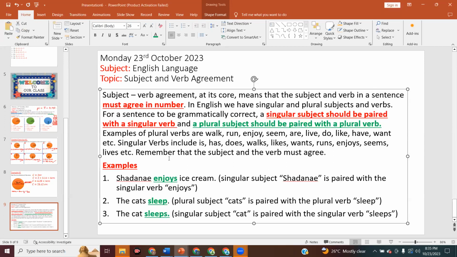So just be careful. Remember, plural verbs do not have S's; singular verbs have S's. Be aware, and remember, your subject and your verb must agree. If you have a singular subject, you must have a singular verb. If you have a plural subject, you must have a plural verb.